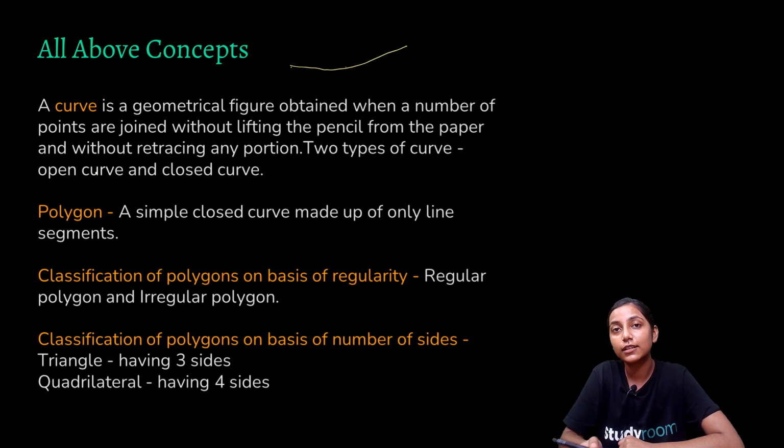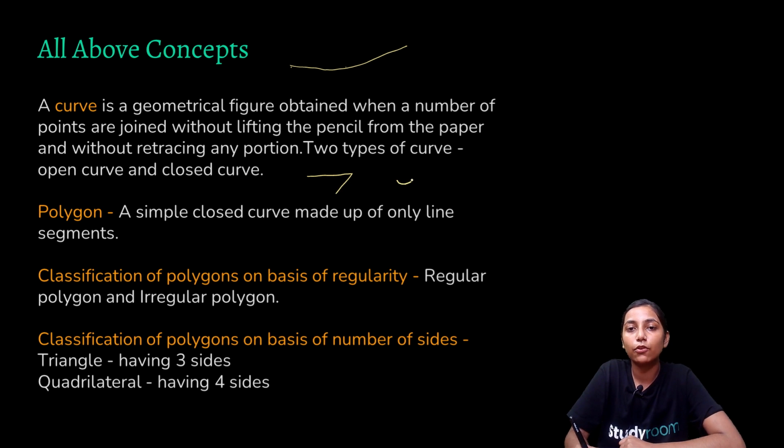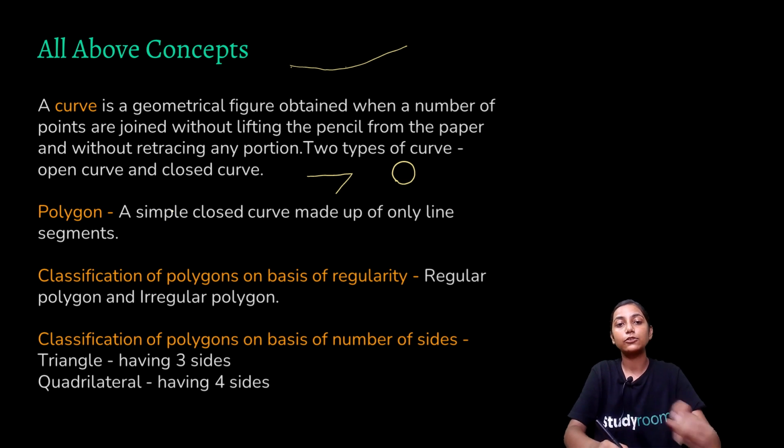An open curve was the curve where we'll never get a path back to one point, while in a closed curve, there was a path back to the point. We also studied about a polygon. A polygon is actually a simple closed curve made up of only line segments.